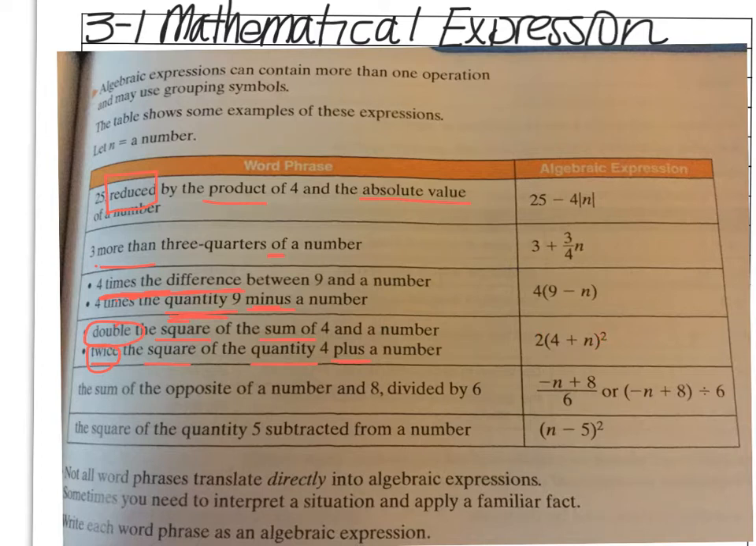The next one, your key word, the sum, of the opposite of a number and 8 divided by 6. So here we have the sum, so that means we're going to add, the opposite of a number, that means you change the sign. So the opposite of a number and 8, so you're adding those, divided by 6. You could also just write it with a division sign.